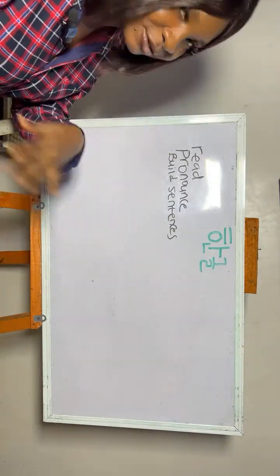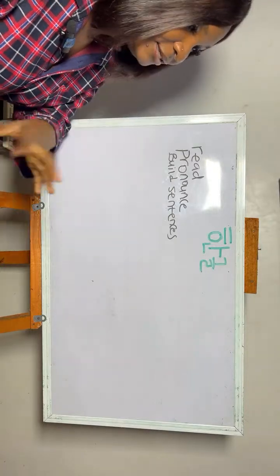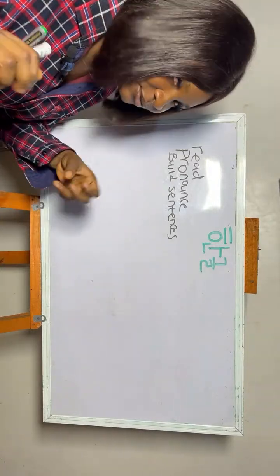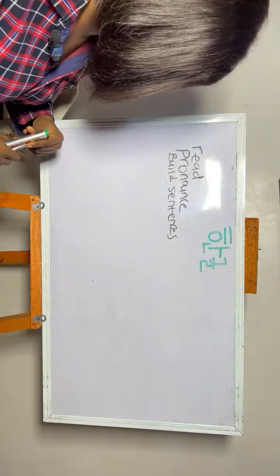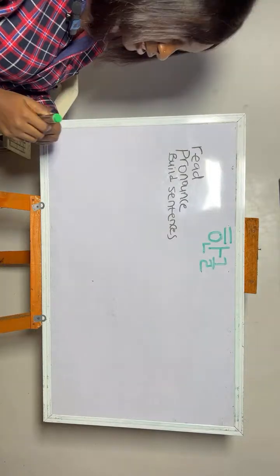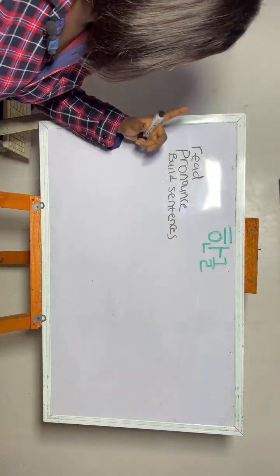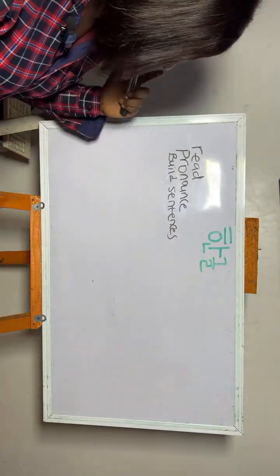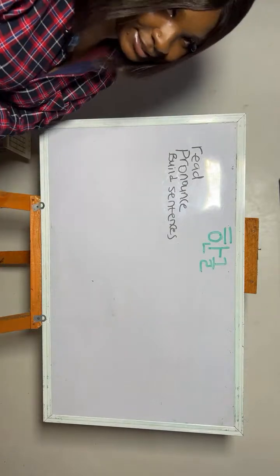So today we're going to be picking up from last class, and last class we looked at all the characters or the alphabets, and today we're going to be using those characters to first read and to pronounce and then to build sentences.